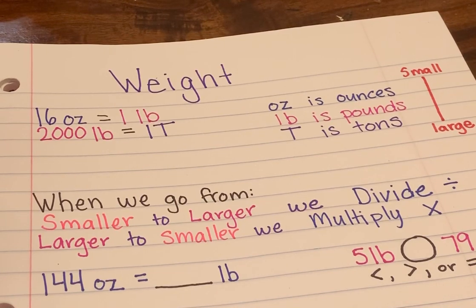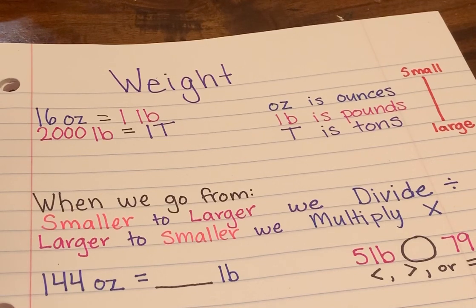We've covered the customary units of length, the customary units of capacity, and now we're looking at weight. There's not as much to weight as there was to length and capacity, so this one's a little bit easier, and we still follow the same patterns we used in the first two lessons. If we're going from smaller to larger, we're still dividing. If we go from larger to smaller, we're going to multiply.